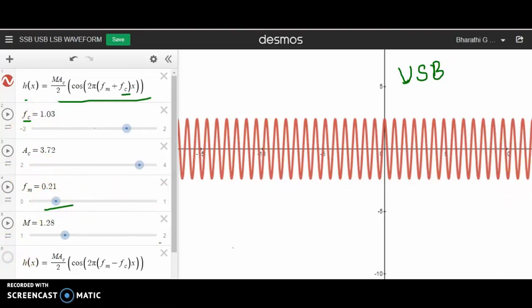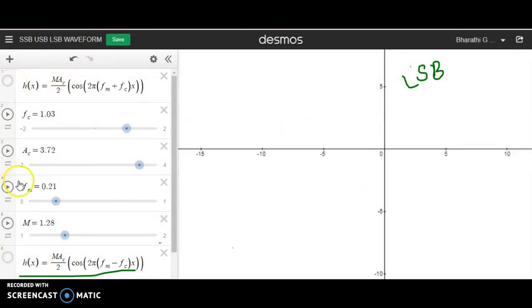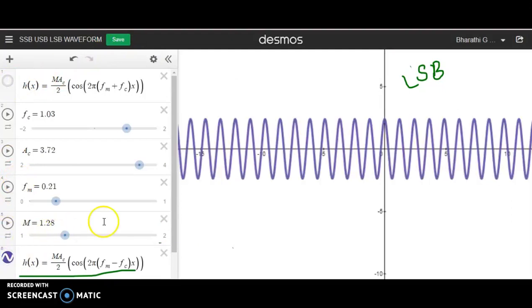Now for the LSB, the general equation is this. For the same set of ranges of Fc, Fm, Ac, and m, I am going to simulate this waveform. See, this is the USB. Now let's see the LSB. This is the LSB waveform.